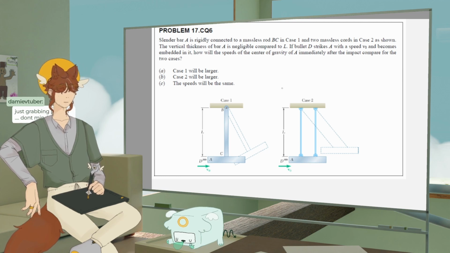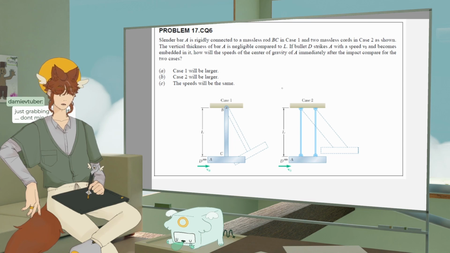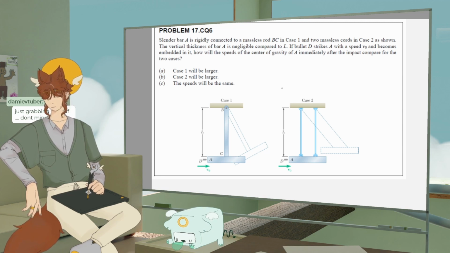Alright, let's see. Oh god, so this is a rotation versus translation type problem. Slender bar A is rigidly connected to a massless rod and 2 massless cords. The vertical thickness is negligible compared to L, so basically it's like a line, like 2 points connected. The bullet strikes A with speed V0 and becomes embedded in it. How will the speeds at the center of gravity compare for the 2 cases?